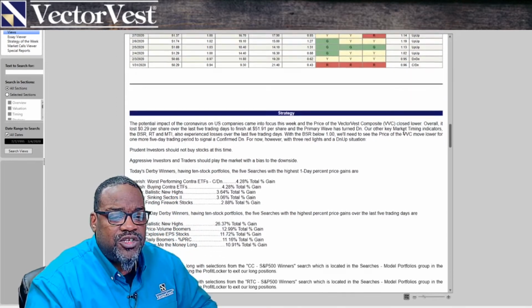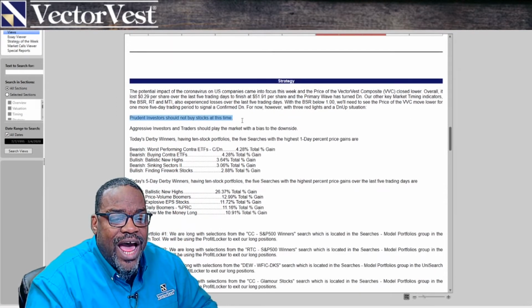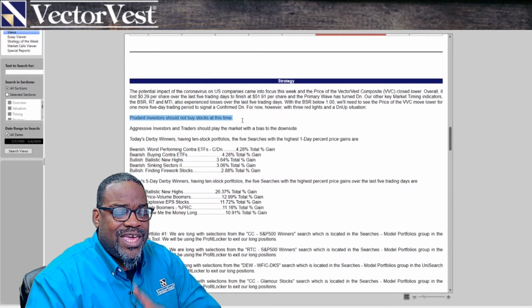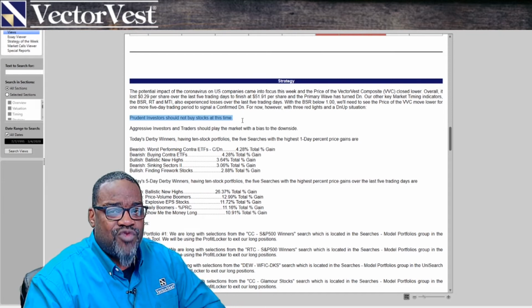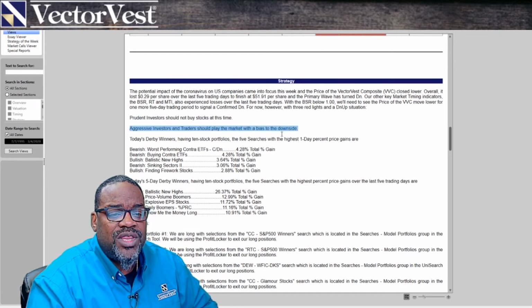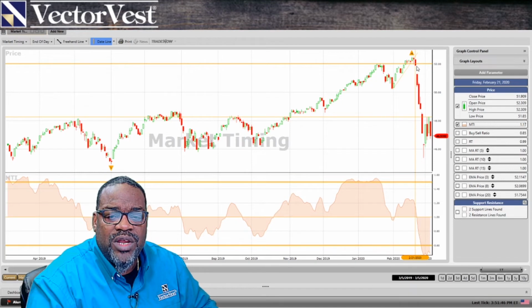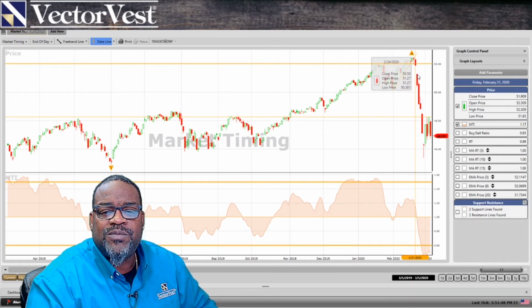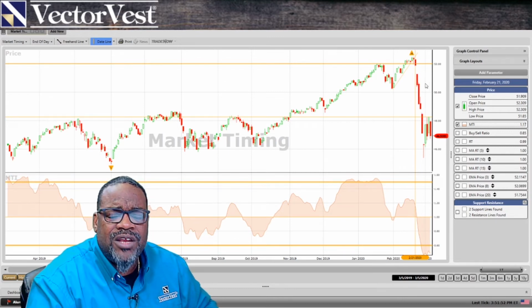Let's scroll down to the strategy section. We said, prudent investors should not buy stocks at this time. Keep in mind, this was prior to the big plunge of the coronavirus scare. Aggressive investors and traders should play the market with a bias to the downside. Let's go back to the graph. What happened after that on the 21st? The market started its big steep fall, and a lot of people lost a lot of money during this time period.